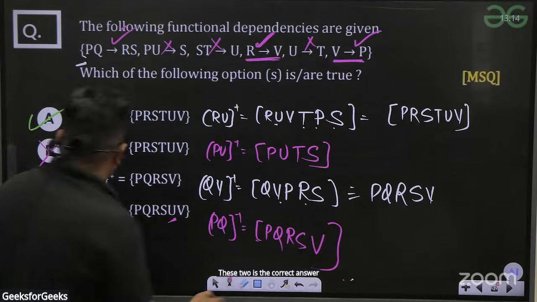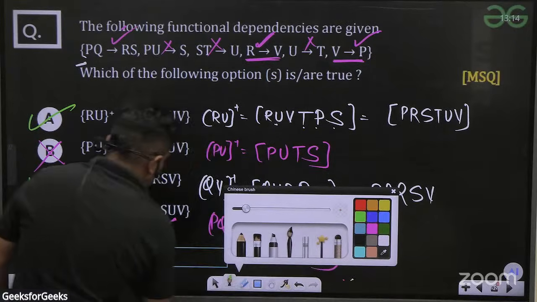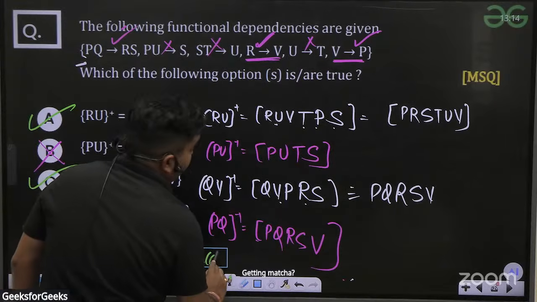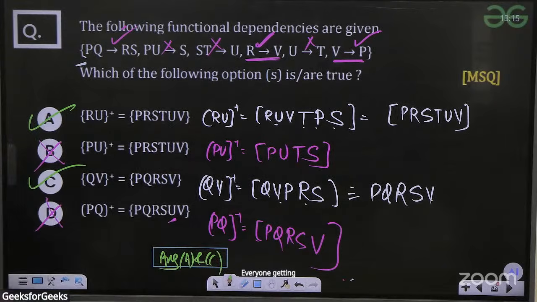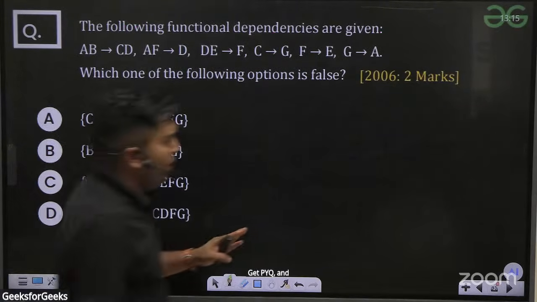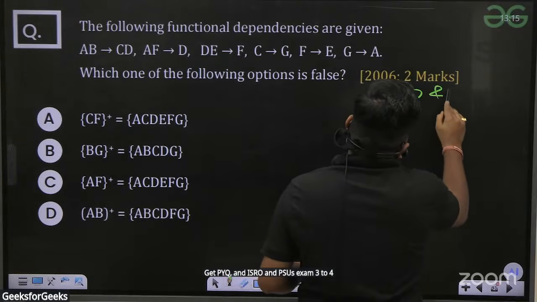What is the correct answer for this question? A and C. Getting, bacha? Everyone getting? Now solve this question. This is a GATE PYQ and also asked in ISRO and PSU exams. This question was asked in 3 to 4 exams.